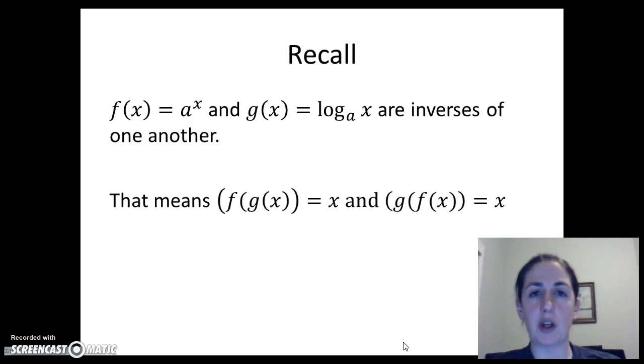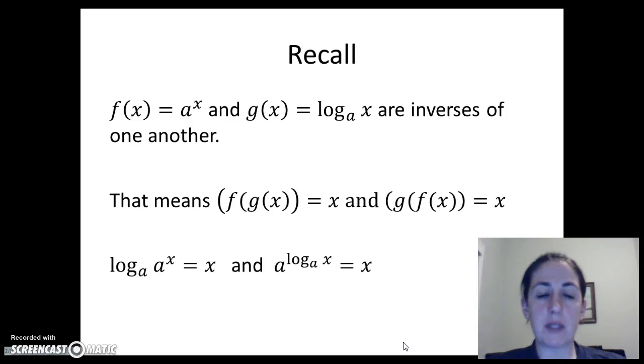When you compose the two functions together, either way, everything completely cancels and you're left with your original input x. So f of g of x equals x and g of f of x equals x. So using f of x equals a to the x and g of x equals log base a of x, if we compose them together, log base a of a to the x equals x, and a raised to the log base a of x equals x. If the base of the logarithm and the base of the exponential function match, they cancel.